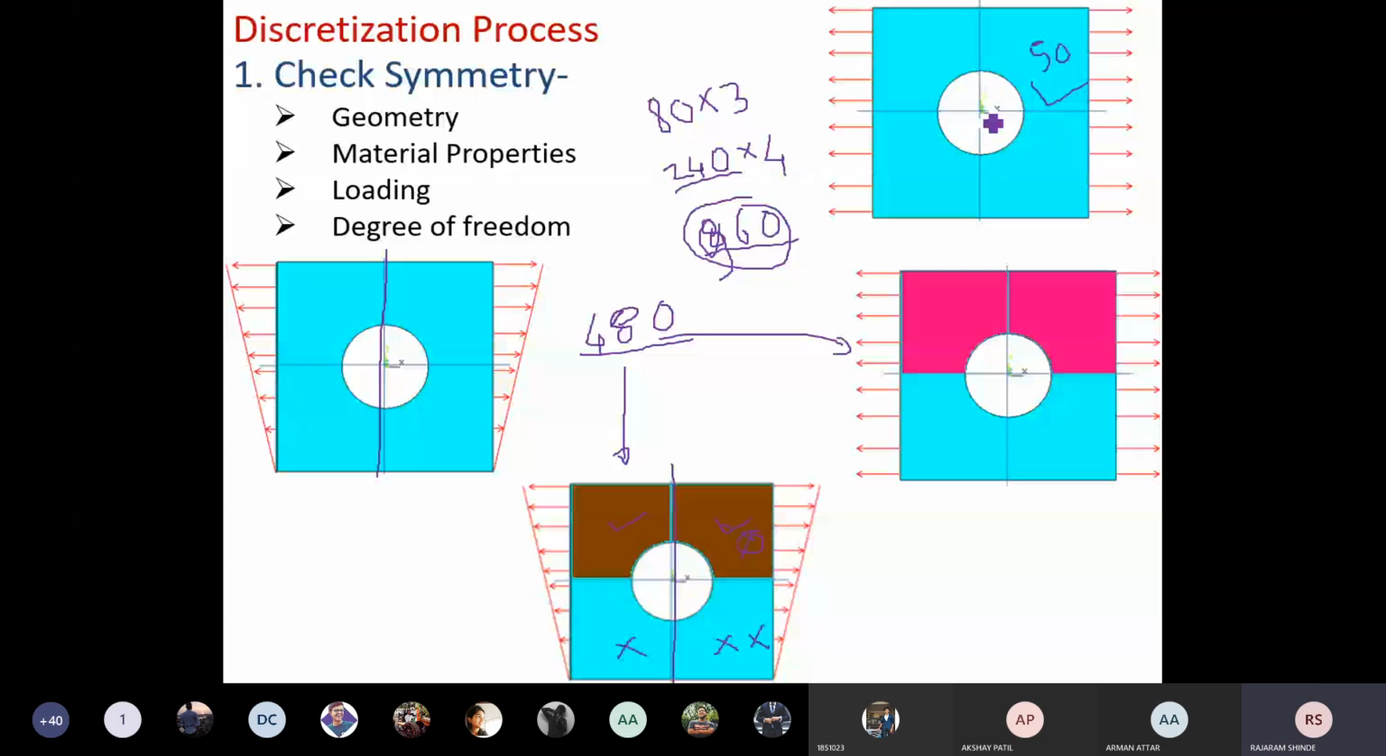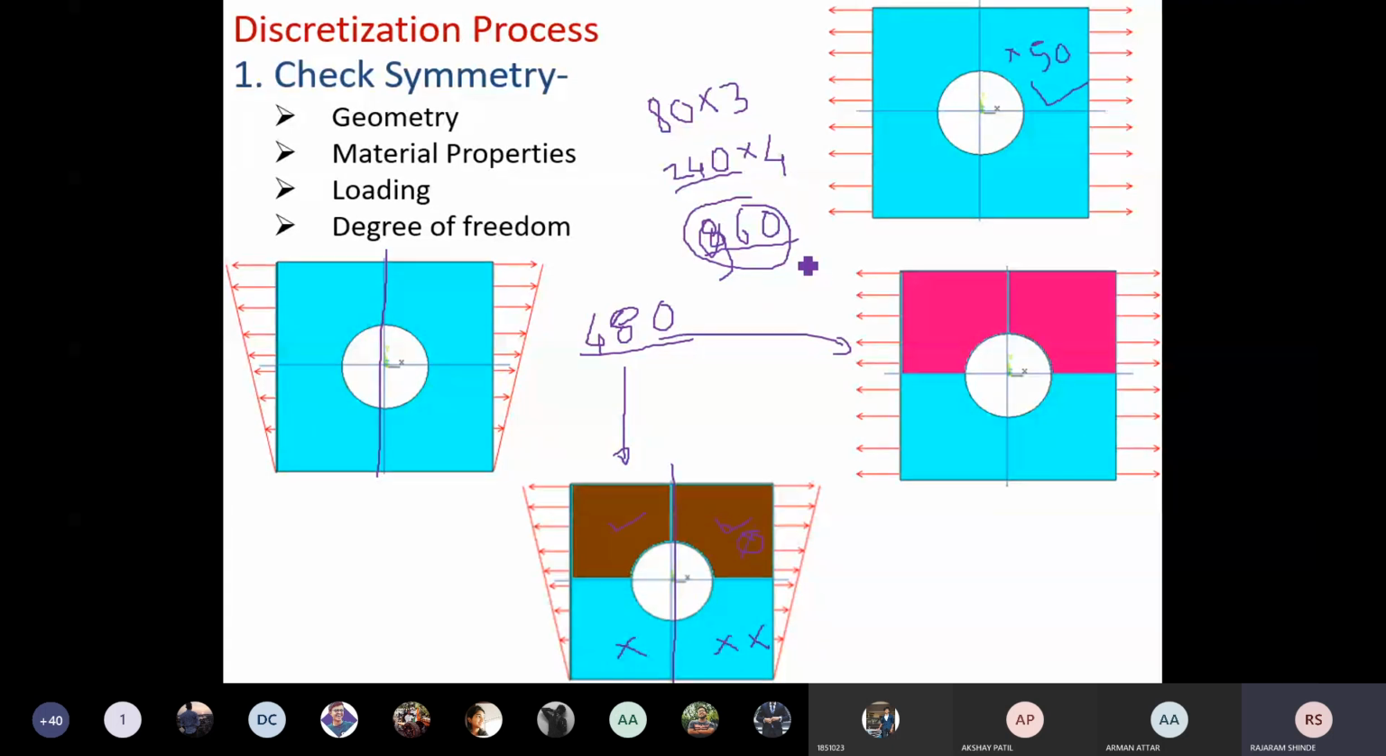we can use it. Why? Because we are getting the same results. Why do we have to solve more equations if we are getting the same results? Okay, in this way we can reduce the size of the problem by using symmetry. That means we can reduce the computational effort. Here for 240 equations suppose we need 1 hour, then for 960 we need 1 into 4 hours, that is 4 hours we need.